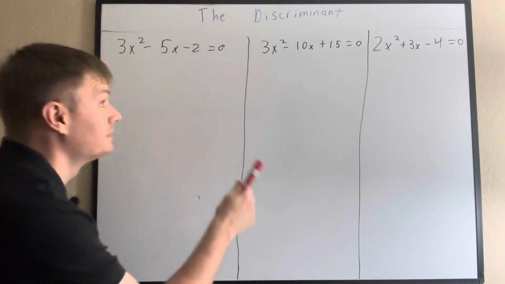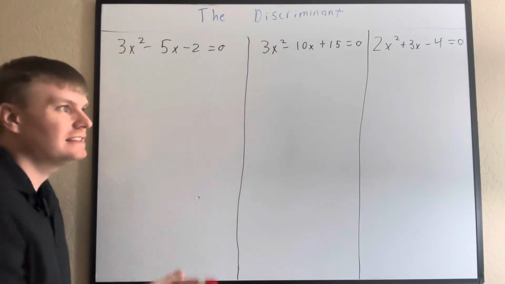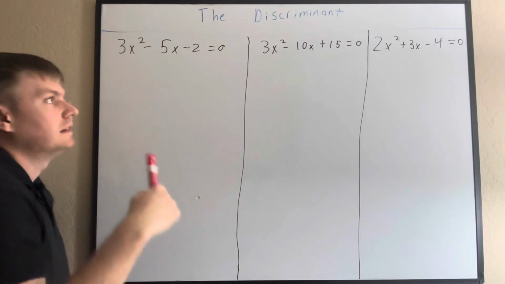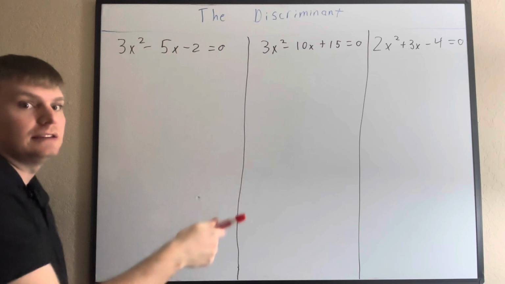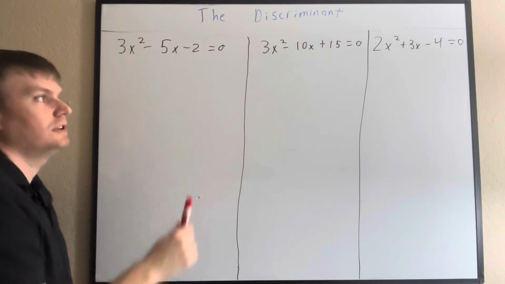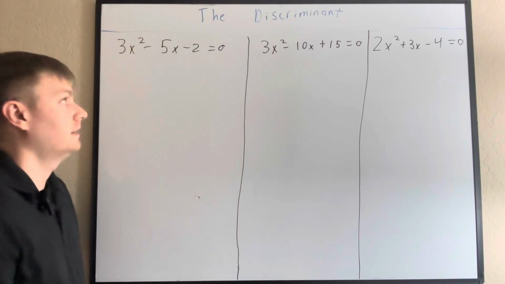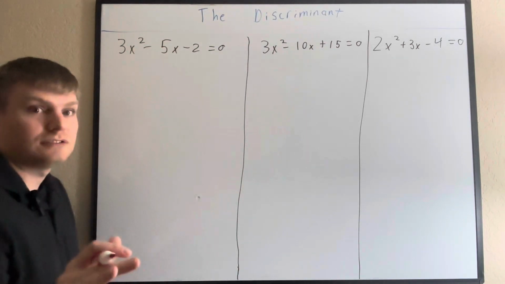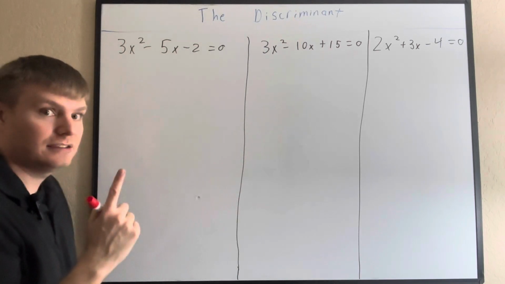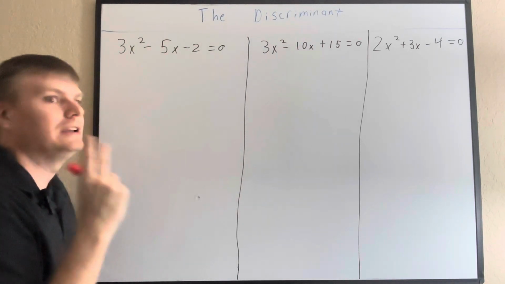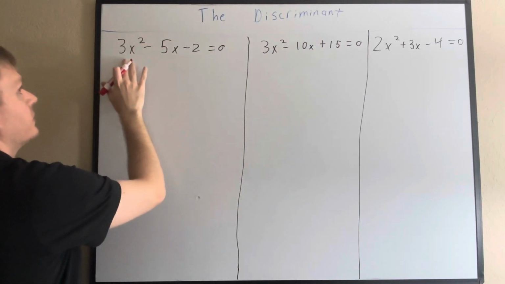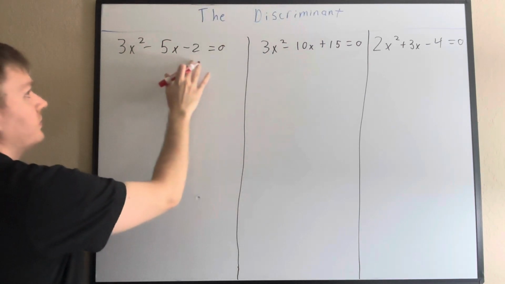All right, so we got some examples here. Let's say you were given a problem that said, find the discriminant and the solutions you should expect from solving the quadratic equations. So we're not trying to solve them at all. We're just trying to figure out what the discriminant is, and once we know that, we can tell what kind of solutions we're going to get. So start with this one, 3x squared minus 5x minus 2.